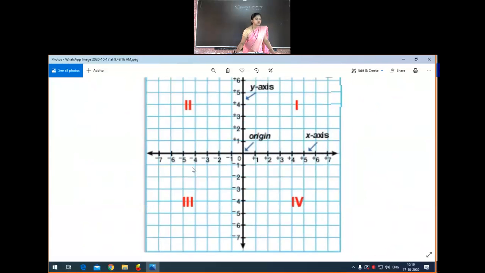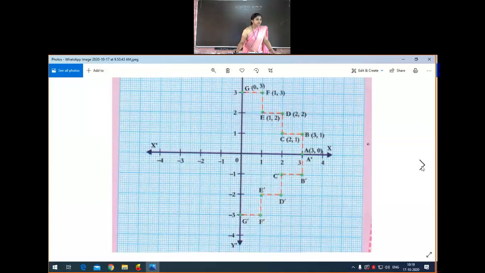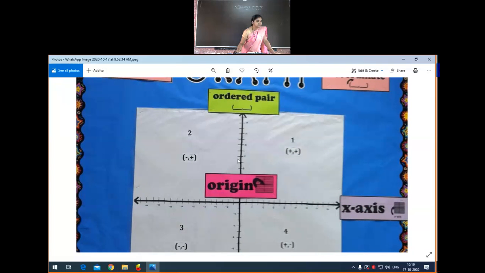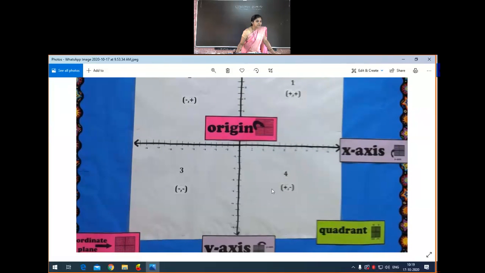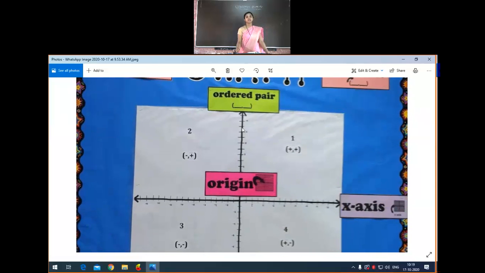So quadrant 1, quadrant 2, quadrant 3. See, here you can observe. This is the origin. This is the x-axis and this is the y-axis. Here the first quadrant, second quadrant, third quadrant and fourth quadrant. Here plus plus. You can observe the sign of the first quadrant is plus plus, the second is minus plus, the third is minus minus and the fourth is plus minus. So this is the introduction to the Cartesian plane.